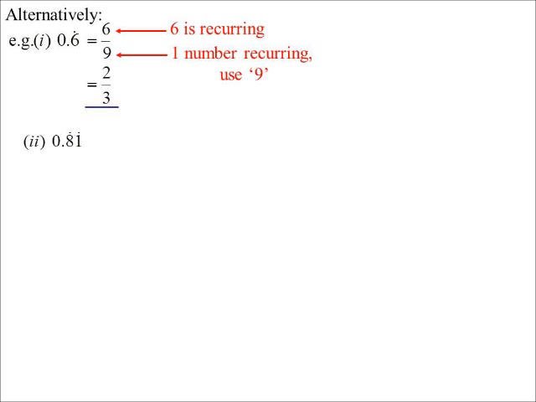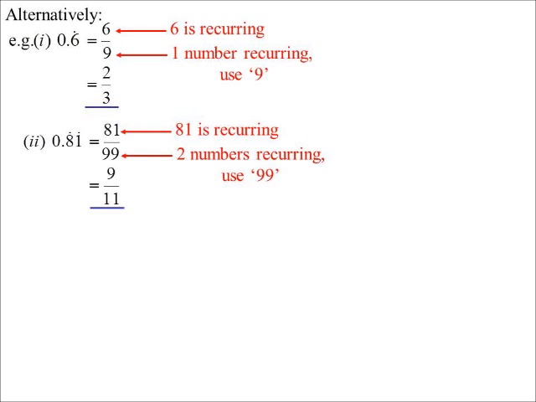So 0.81 repeater. 81, because 8 and 1 are recurring. On the bottom, I put 2 9s, not 18, 2 9s, 9 and 9, because there are 2 numbers recurring. That pattern will work every time. So 0.4 repeater, 4 over 9. 0.62, where both of the digits are repeating, 62 over 99. Why waste all that time when you can just go bang, there's the answer. It's 9 over 11. Okay?